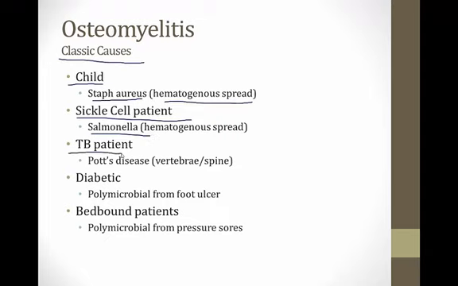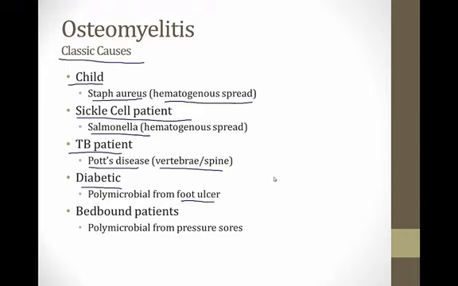Patients who have tuberculosis in the lungs and then get pain in their back often have what's called Pott's disease, and this is where the tuberculosis mycobacteria has spread to the vertebra or spine. Diabetic patients often get polymicrobial infection from foot ulcers. They have neuropathy and they can't sense their foot, and therefore they get an injury to their foot and they get a foot ulcer, and this introduces bacteria into the soft tissues and it can spread to the bones.